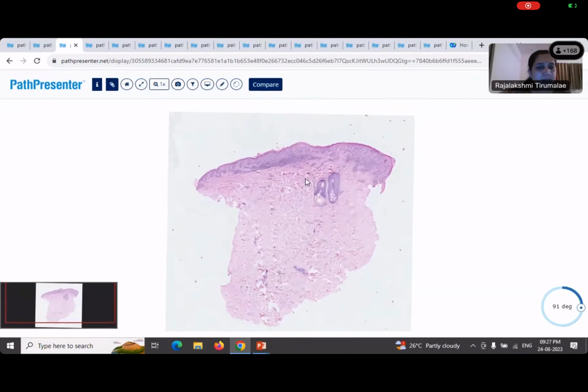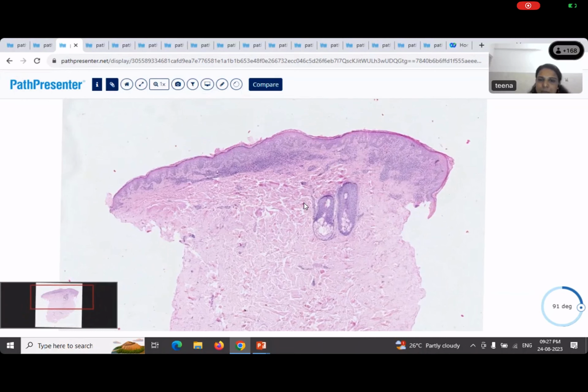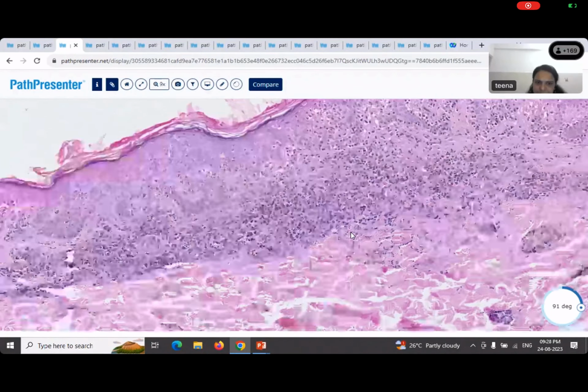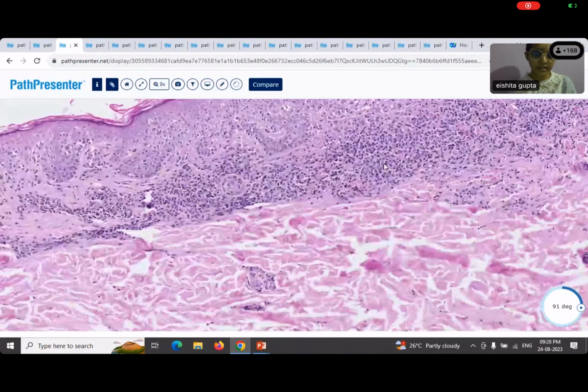Now you can start describing the case. Section from skin shows normal epidermis, and superficial dermis shows mild band-like infiltrate. Okay. Those are lymphocytes. So there is a lichenoid infiltrate, you see. What else? There is some perivascular inflammation. Okay, you said there's also a perivascular infiltrate. Here it's lichenoid and a little bit perivascular.